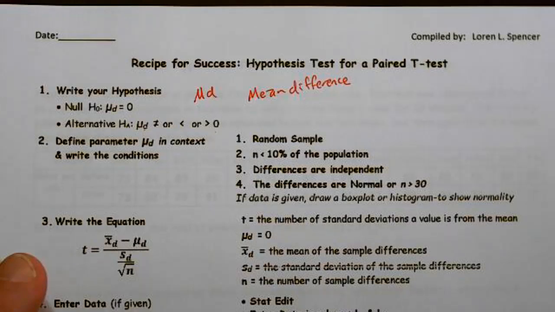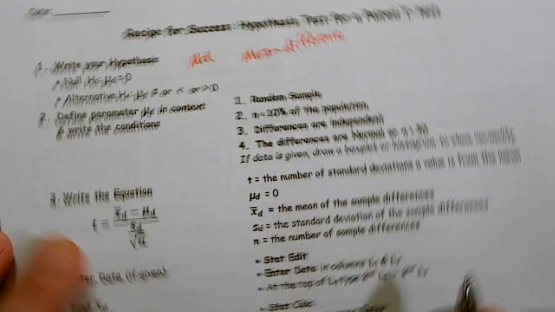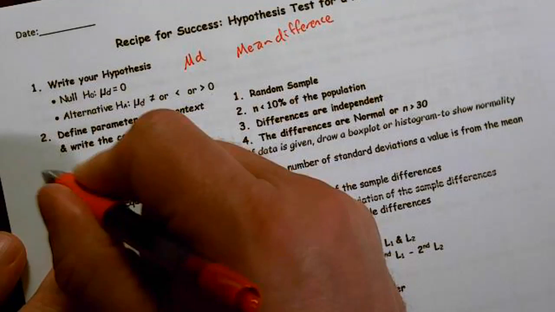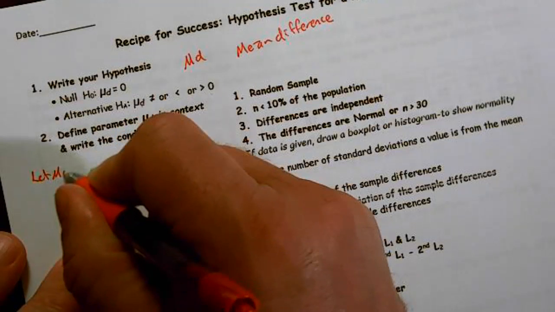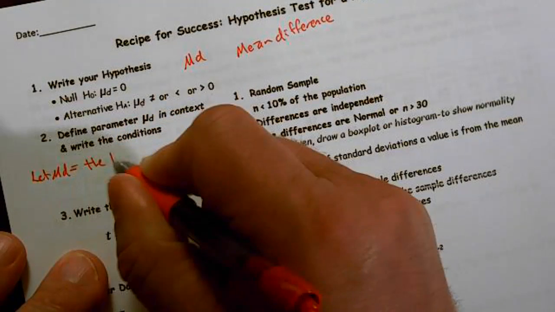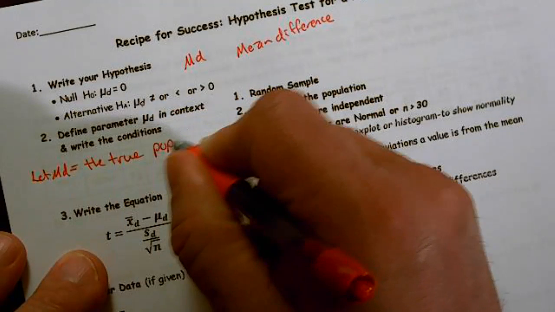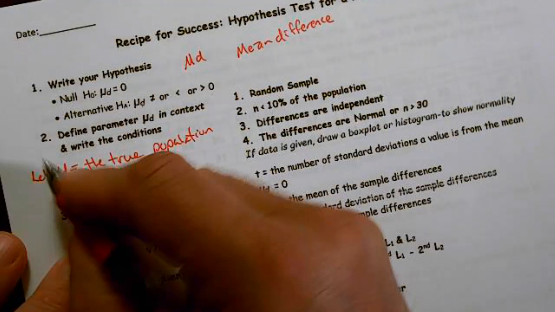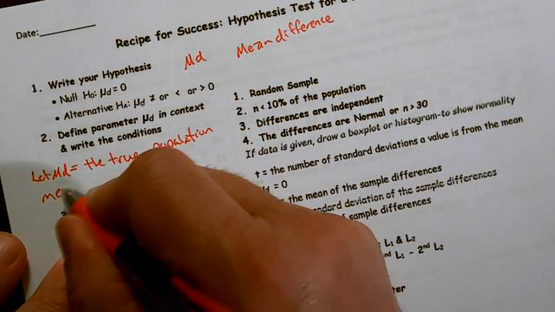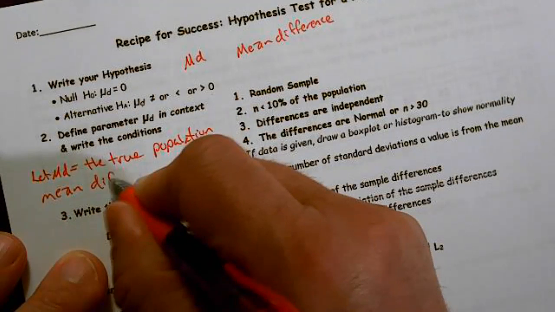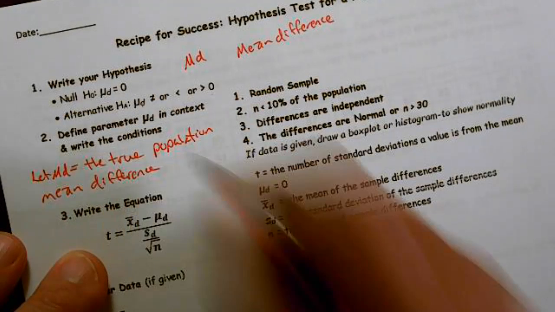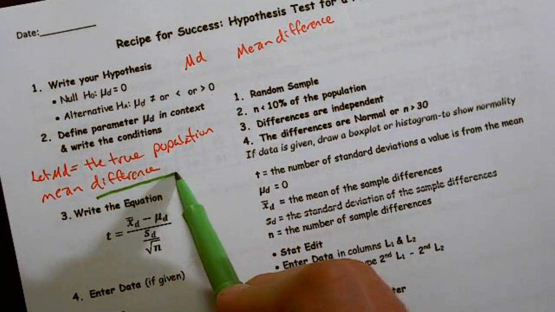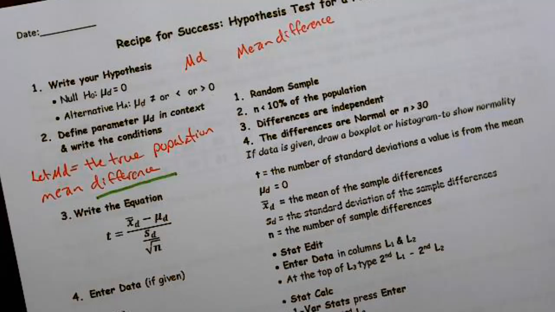And when we define the parameter, it's going to be let mu d equal the true population. And we're going to change this slightly. Instead of just mean, we're going to have to write mean difference. All right, so all we have to do is add one more word. But in the past, we were just working with a mean, so we didn't have to include the word difference. Now we're going to have to include the word difference.